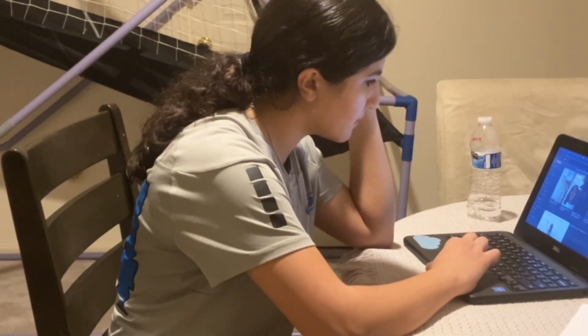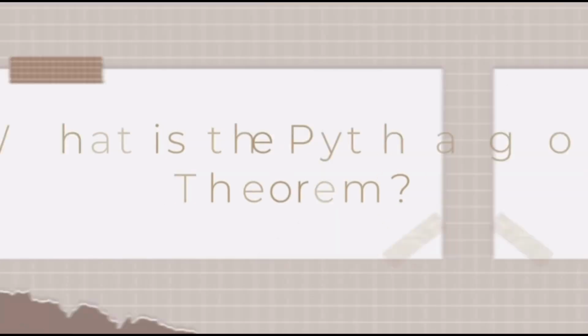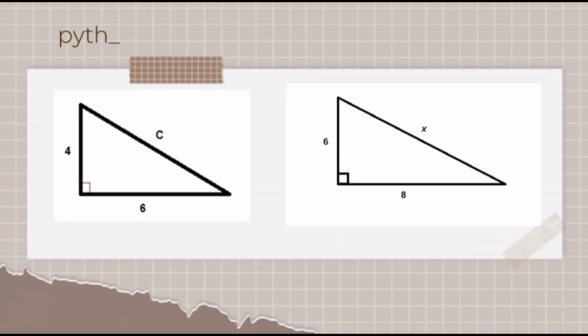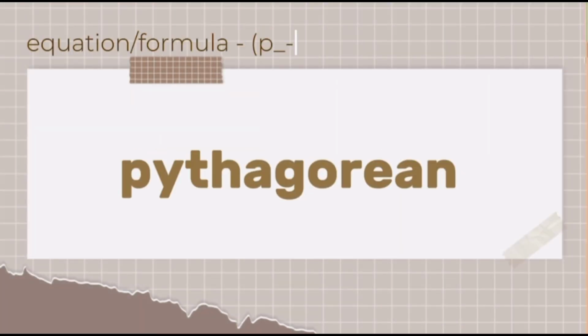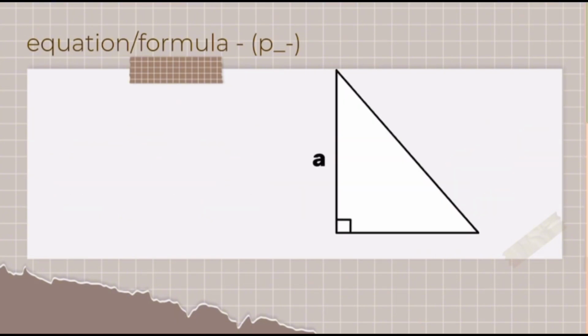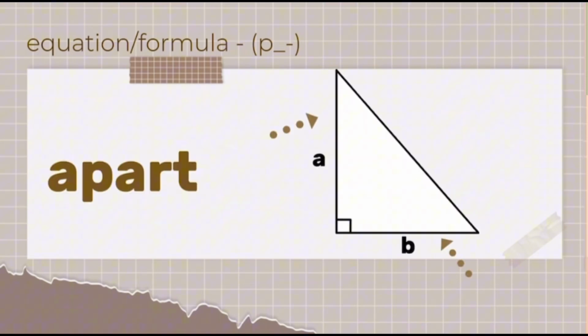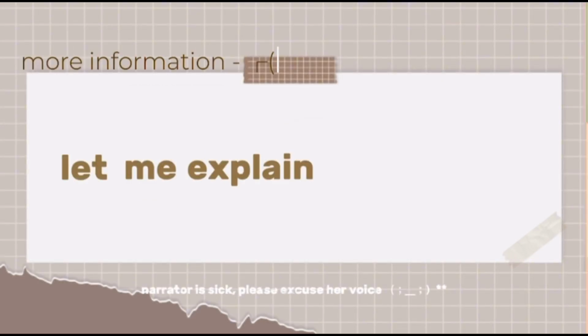Let's check it out. Hello people, are you struggling with the Pythagorean theorem? Worry no more. Today, we'll be teaching you all about it. Before we start, what is the Pythagorean theorem? The Pythagorean theorem is used to determine whether or not a triangle is a right triangle or not. The equation for the Pythagorean theorem is a squared plus b squared equals c squared, where a and b can be any of the two sides apart from the hypotenuse, which is c. Let me explain this further.